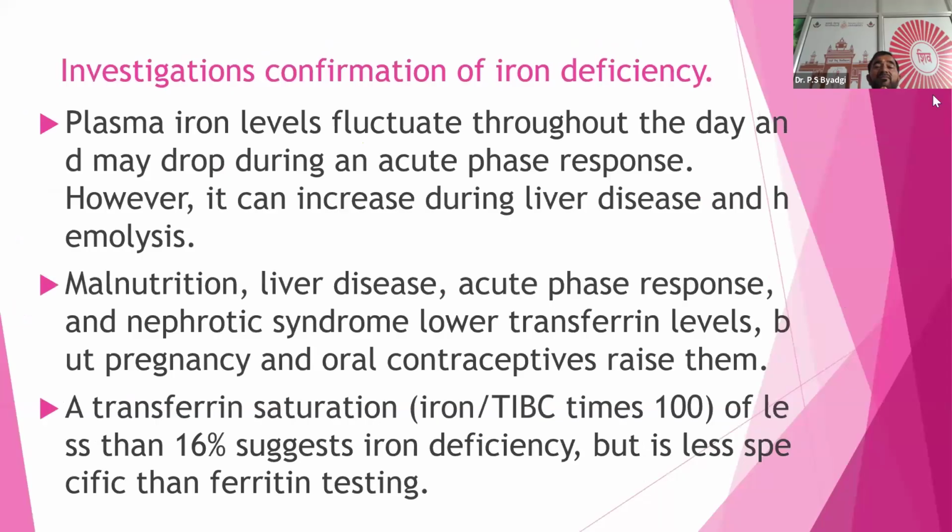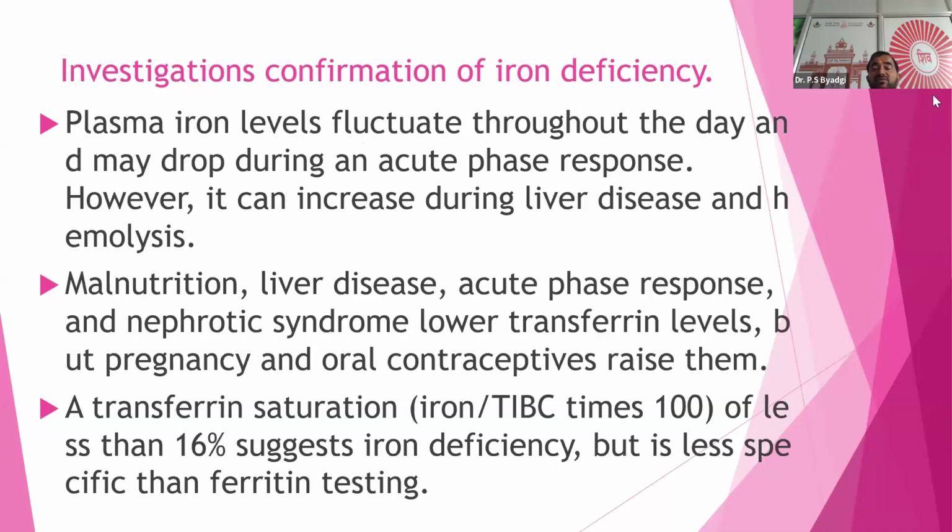The plasma iron levels fluctuate through the day and may drop during an acute phase response. It can increase during liver disease and hemolysis conditions. Malnutrition, liver diseases, acute phase response, and nephrotic syndrome lower the transferrin level.